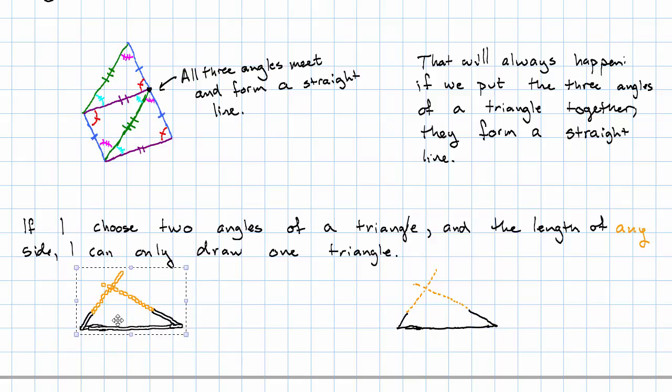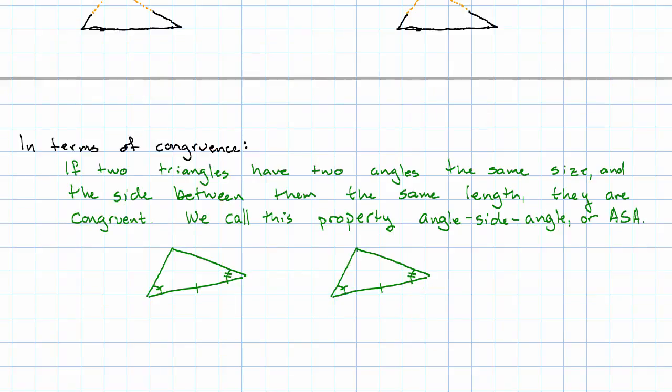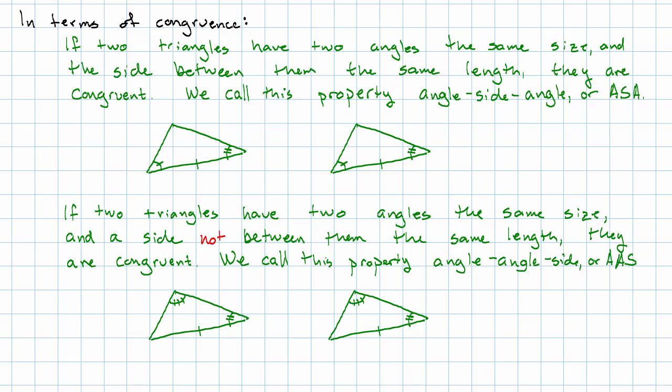And now we see, if I pick up this triangle and move it on top of this triangle, they're actually the same. There are actually two ways that we phrase that in terms of congruence. If two triangles have two angles the same size, here angle 1 and angle 2, and the side between them the same length, then they're congruent. We call that angle side angle. But because of what we said about knowing the third angle, if we know two of them, we can instead know that this angle on the top is the same size. If two triangles have two angles the same size and a side that is not between them the same length, they're also congruent. And we call that property angle, angle, side.